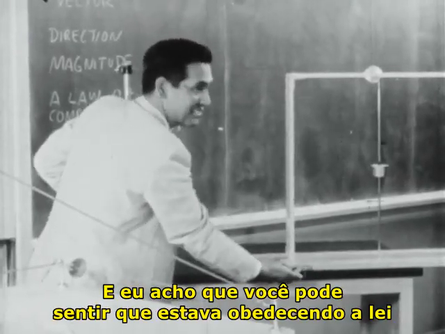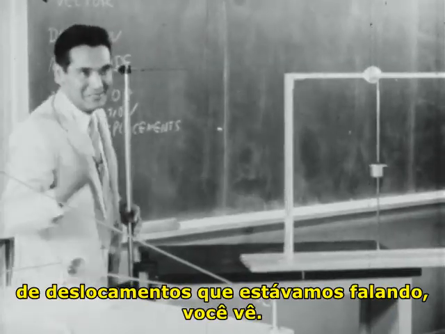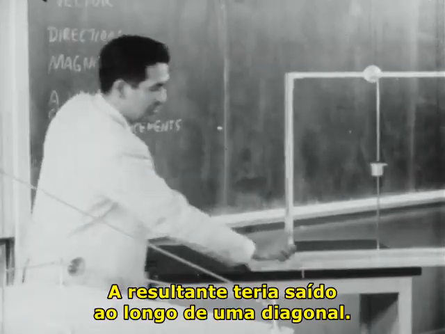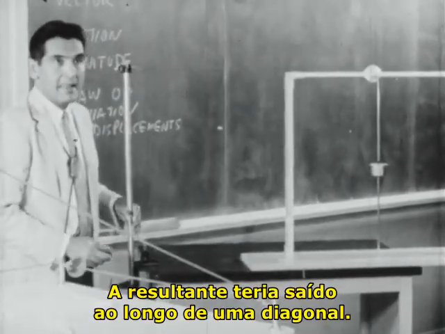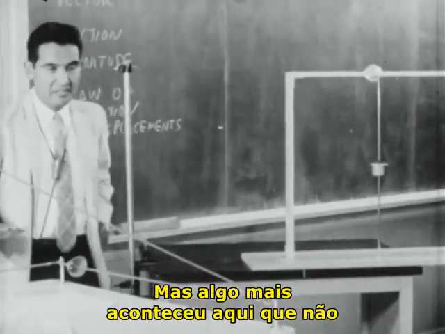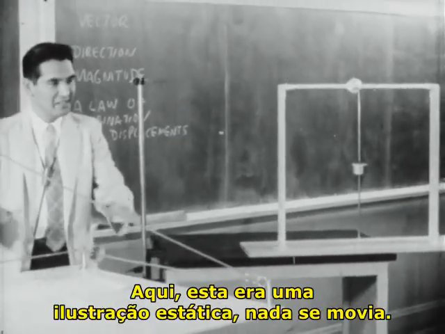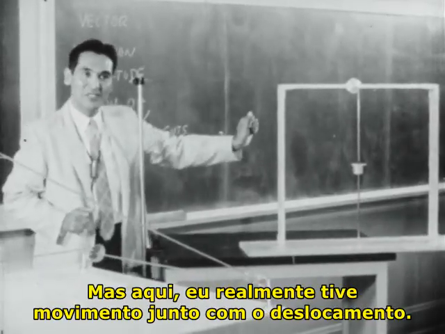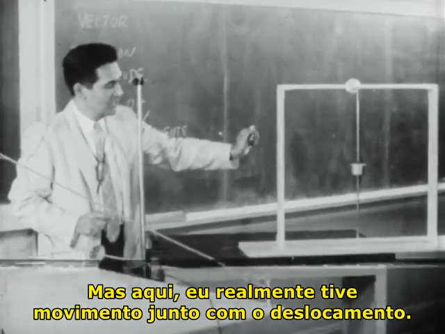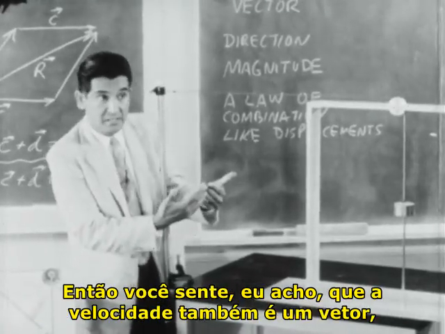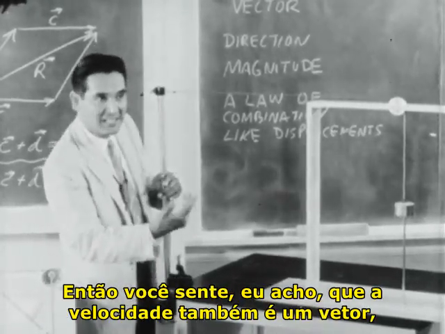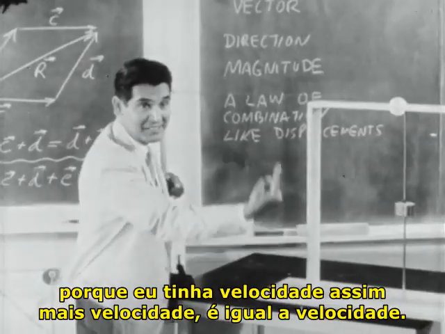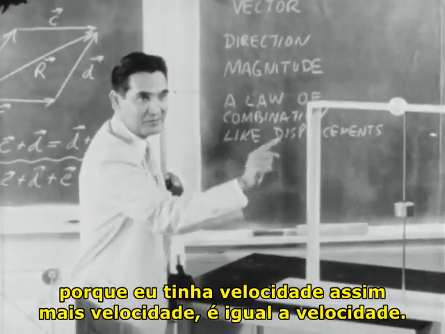And I think you can sense that it was obeying the law of displacements that we were talking about, you see. The resultant would have gone off along a diagonal. But something else happened here that did not happen in this illustration. Here, this was a static illustration, nothing moved. But here, I actually had motion along with the displacement. So you sense, I think, that the velocity is also a vector, because I had velocity this way plus velocity this way equals velocity this way.